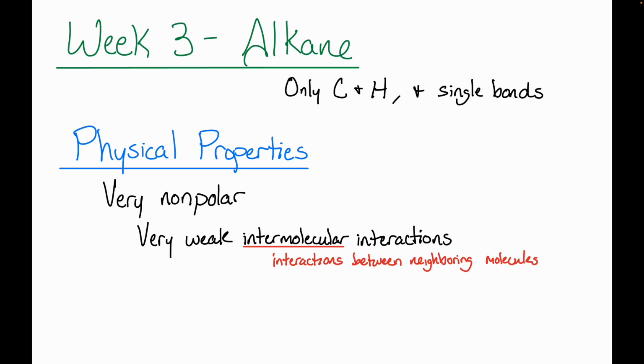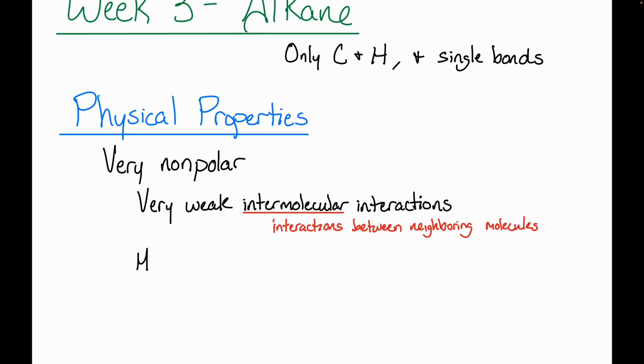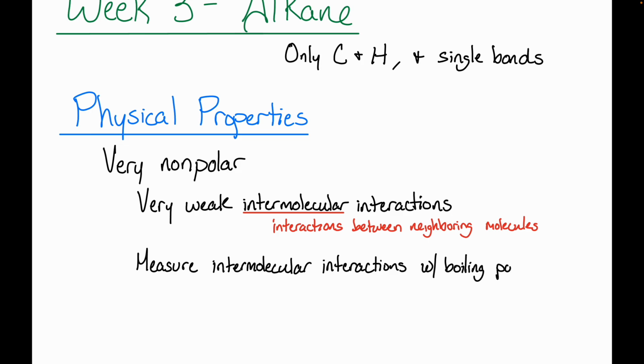So one way that we measure these intermolecular interactions, or a good stand-in, is with what's called boiling point. Strictly speaking, boiling point is the temperature at which a substance would go from the liquid phase to the gas phase.